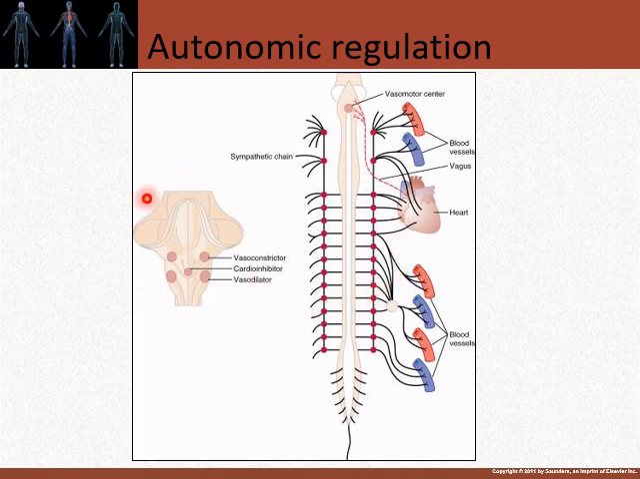And here we can see the cardiovascular center in the brainstem. We have nuclei called vasoconstrictor nuclei, and we have cardioinhibitor nuclei and vasodilator nuclei that we will discuss in more detail later on.